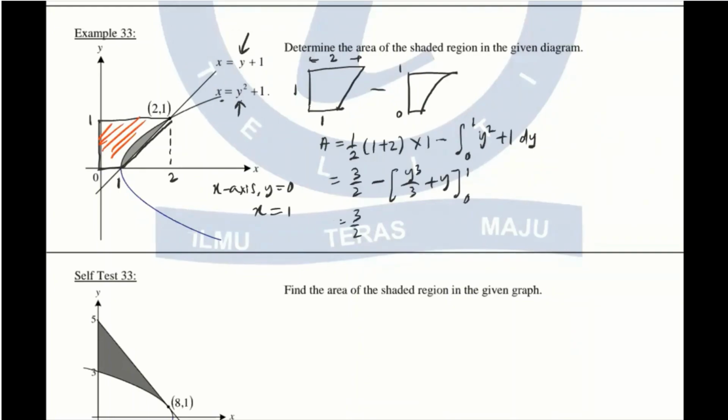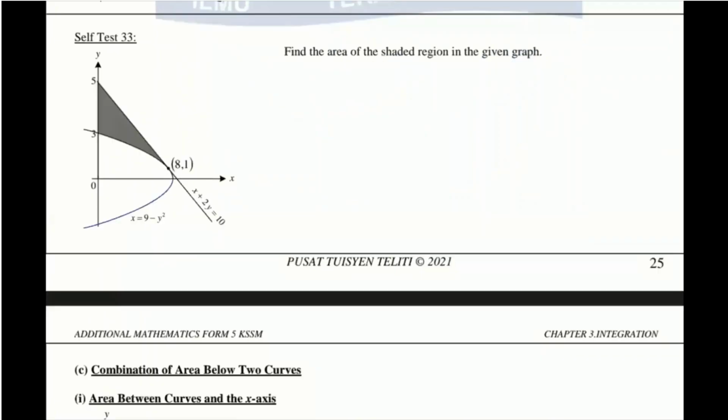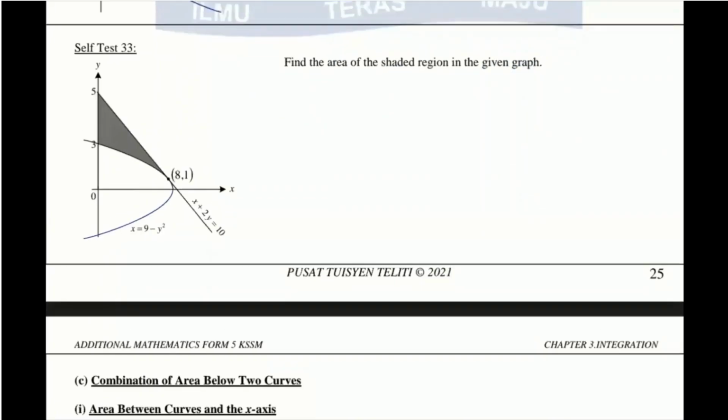So if I substitute 1 inside, I get 1 over 3. If I put 1 inside, I get 1. If I put 0 inside, I get 0. This is 3 over 2 minus 4 over 3, which is 9 minus 8 over 6, which is 1 over 6. All right. I'll give you some hint and I'll give you the answer. The answer is 6 over 3.